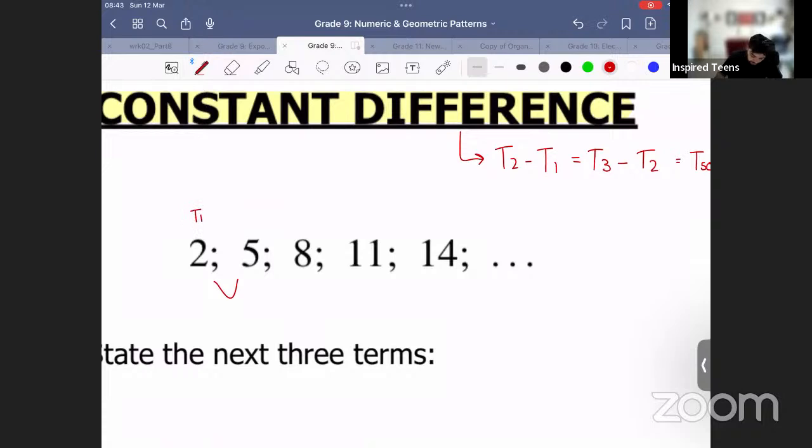Now, this is T1, term 1, this is T2, this is T3, this is T4, this is T5. This is the fifth term. We refer to it as T5. The actual values of the term, like T1 is 2, T2 is 5, T3 is that, whatever, right? So now if we try and find the difference between them, T2 minus T1 is going to give me the difference. It's positive 3. T3 minus T2 is also positive 3, and positive 3, and positive 3. Positive 3 because we're adding 3 each time.